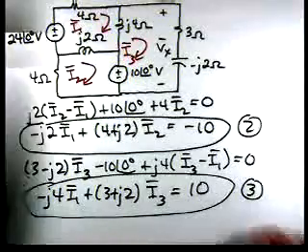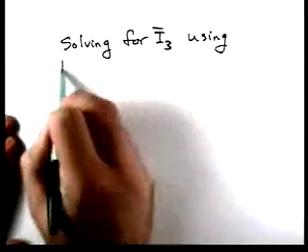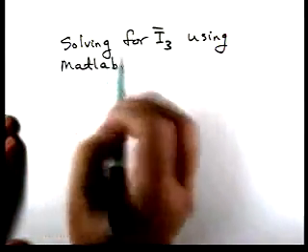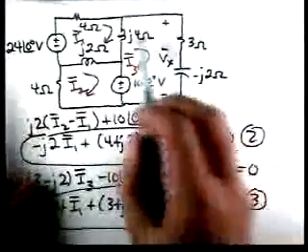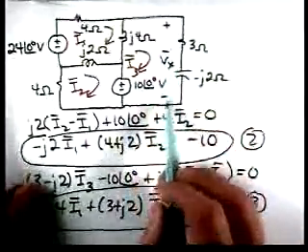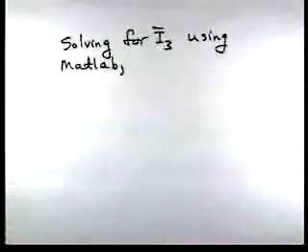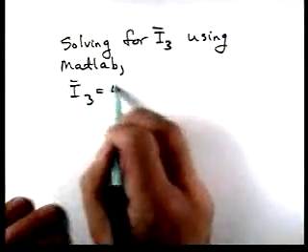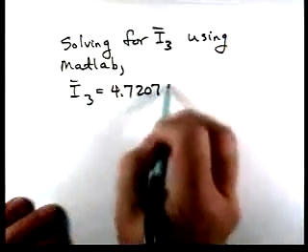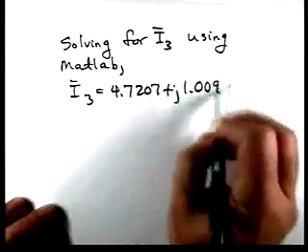Now we have the equations, and if we solve them using MATLAB, we only need I3, and if we look back at our circuit, we'll see why. If we're trying to find Vx, the mesh current I3 flows through these two elements. So I3 then is 4.7207 plus j1.009 amps.